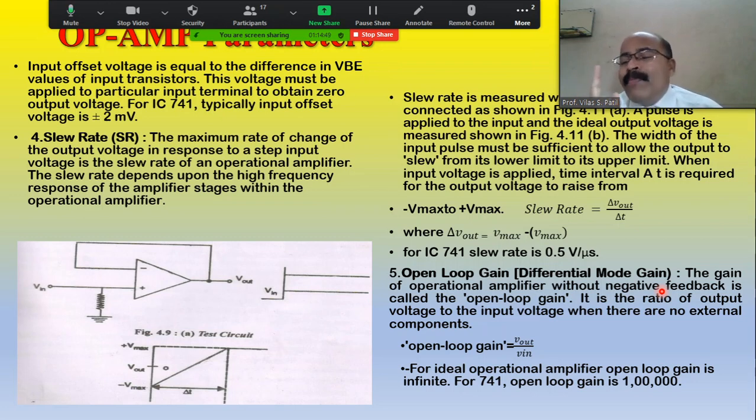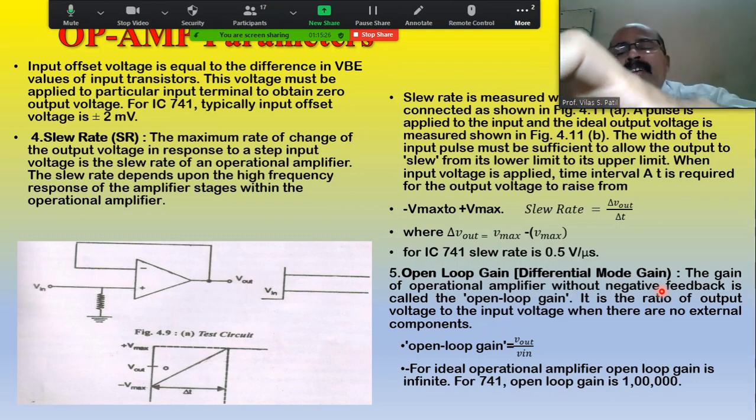In case of ideal 741 operational amplifier, the IC 741 operational amplifier, its open loop gain is nearly infinite. How much is it? It is very very very large. It is nearly infinite, and infinite is unmeasurable. Here, compared with the input, the output is very very very high; comparing with the input, output is infinite, and output divided by input gives us infinite, very very high.